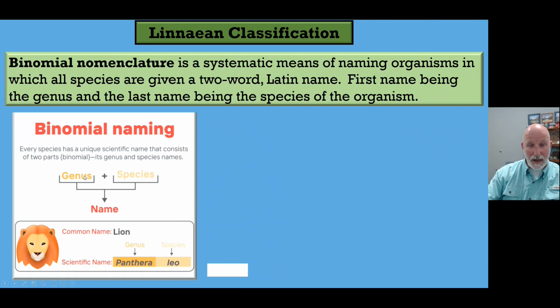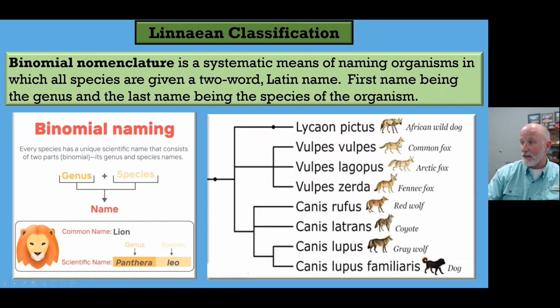But typically the technical name of an animal or a plant has two names to it. It has a genus name and a species name. And that's what we mean by binomial naming. Bi is two. There's two parts to the name. So a lion is called Panthera leo. Here's Lycaon pictus, African wild dog. Vulpes vulpes, the common fox. Canis latrans, the coyote. The gray wolf is Canis lupus.